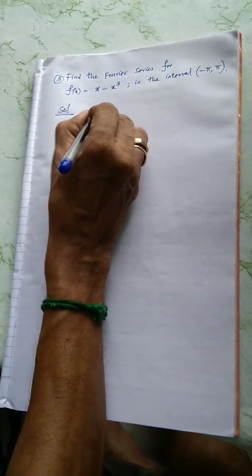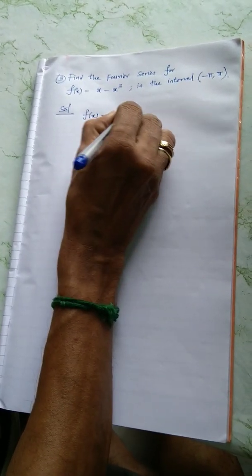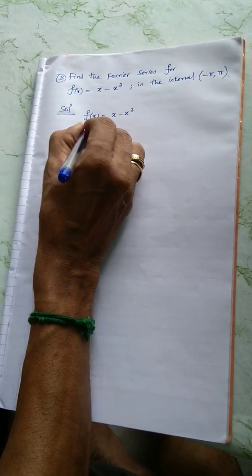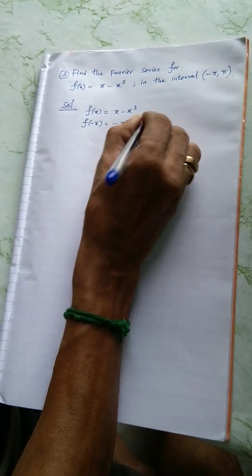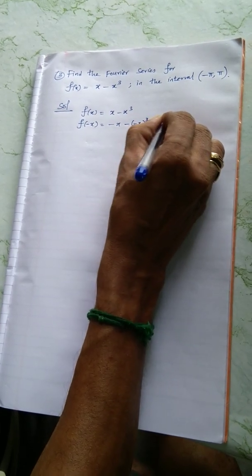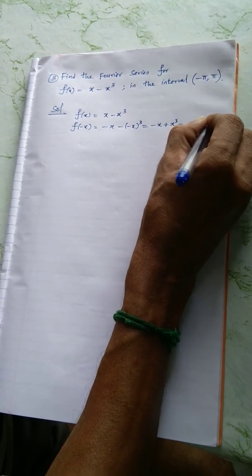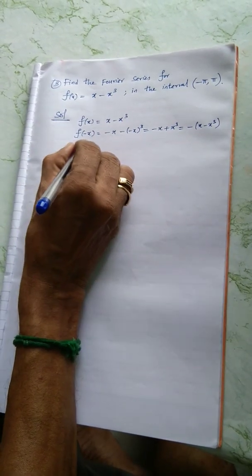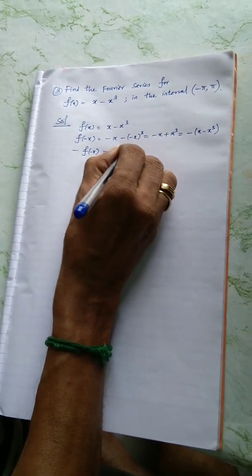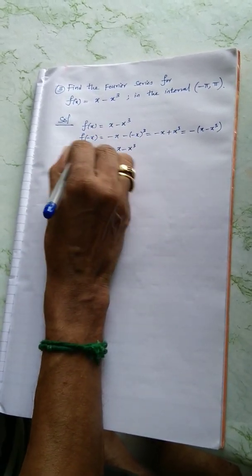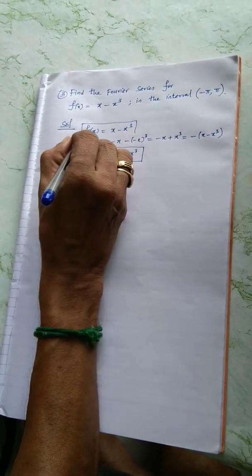Let us check, because the function is defined from minus pi to pi, we can check for odd or even. Let us replace x by minus x. So we'll get minus x minus of minus x cube, which is nothing but minus x plus x cube. You can take the minus symbol common, so x minus x cube. Therefore minus f of minus x equals x minus x cube. So this is what we end up with for negative x in the given problem.